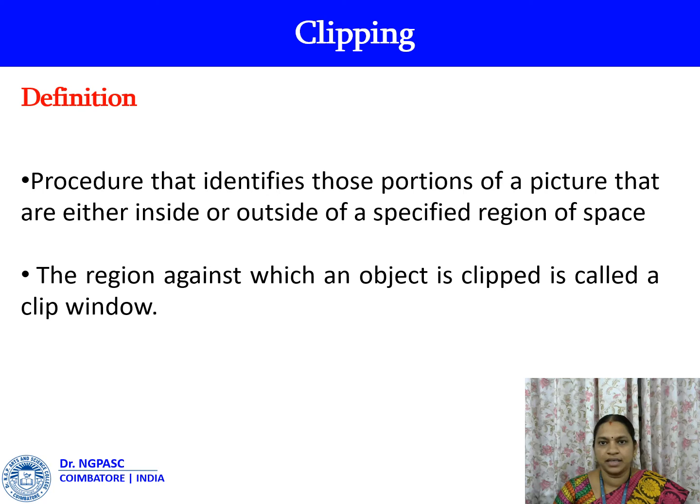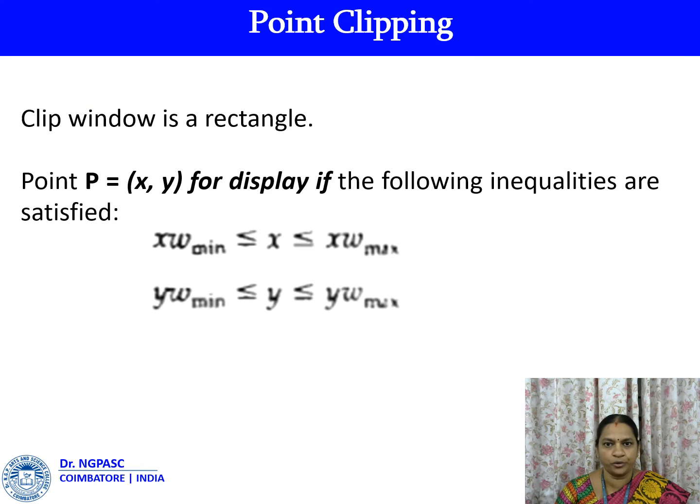Clipping is nothing but a procedure that identifies the portions which lie inside the window or outside the window. Window is nothing but a rectangular area. It defines what object is to be displayed, whether the whole object or any portion of the object is to be displayed. That is defined by the rectangular area on the screen. That is called a window. So clipping is nothing but a procedure used to identify the portion of the picture that either lies inside the window or outside the window. So the region against which an object is clipped is called the clip window.